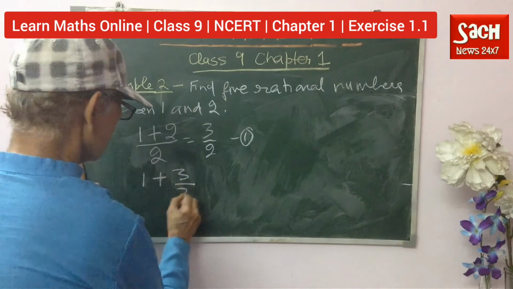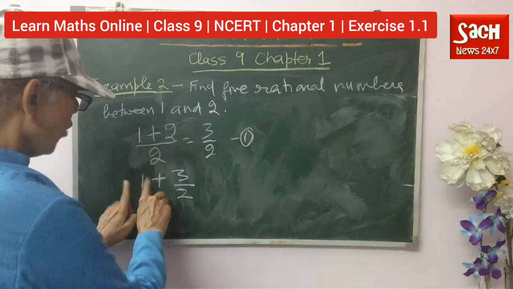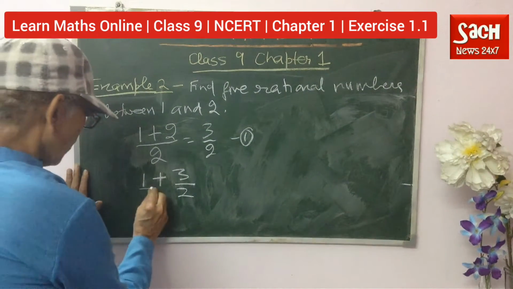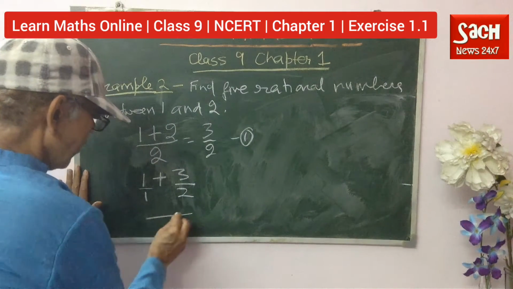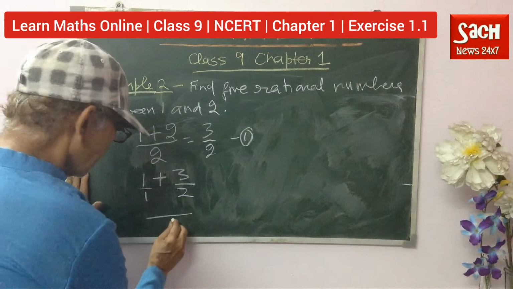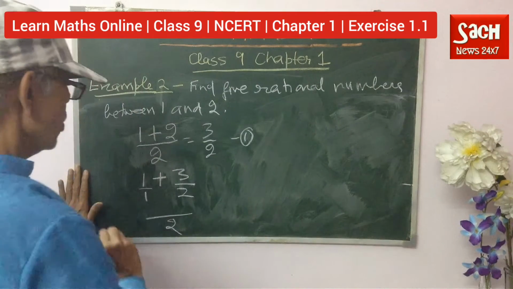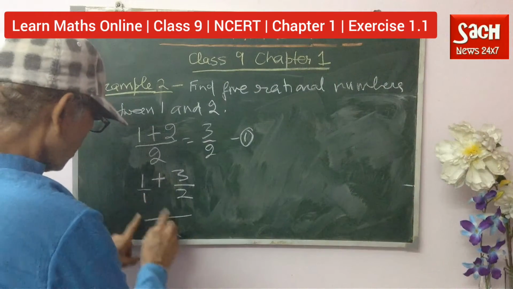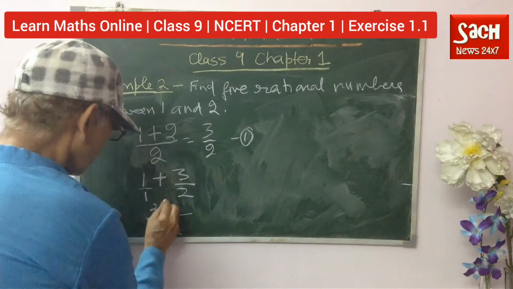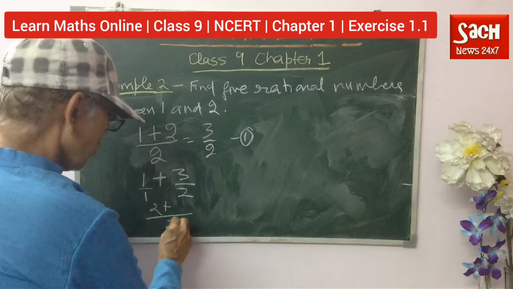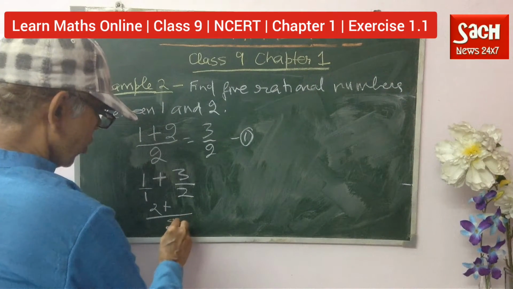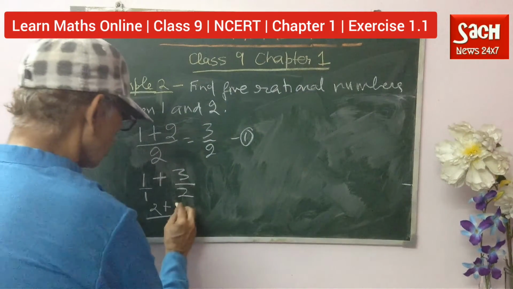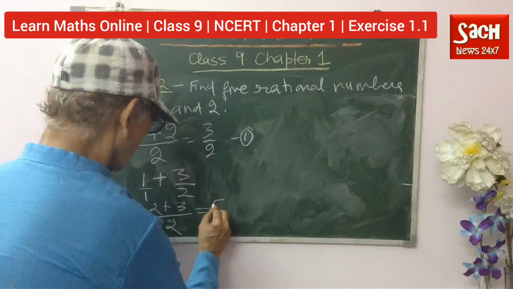You can find it by adding 1 and 3 by 2. Write 1 by 1, and then divide the whole by 2. First calculate this: 2 into 1 is 2, so it will be 2. Divide 2 by 2, and whatever the quotient is, multiply with 3. 2 by 2 is 1, 1 into 3 is 3. So it will be 5 by 2.